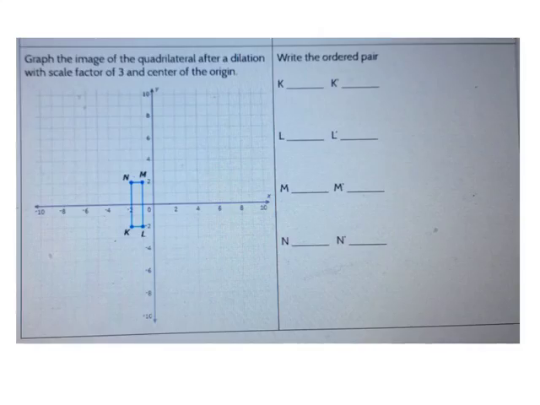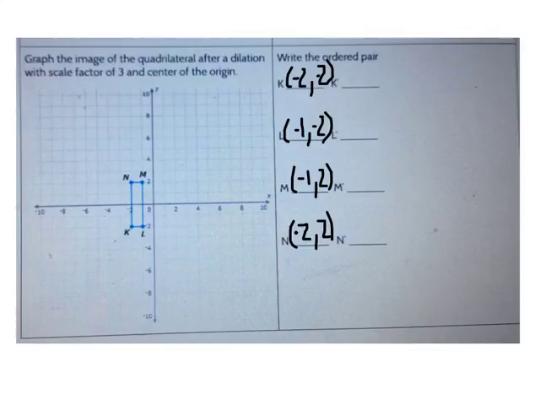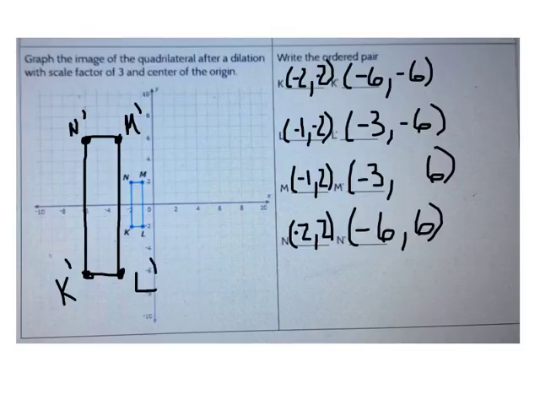Now let's do one last problem. Graph the image of the quadrilateral after a dilation with a scale factor of 3 and center of the origin. First, enter the original ordered pairs in the boxes. K is at -2, -2. L is at -1, -2. M is at -1, 2. And N is at -2, 2. Now, graph the image after the dilation with the scale factor of 3. Enter the new ordered pairs in the boxes and graph the image on your paper. Check your work with mine.